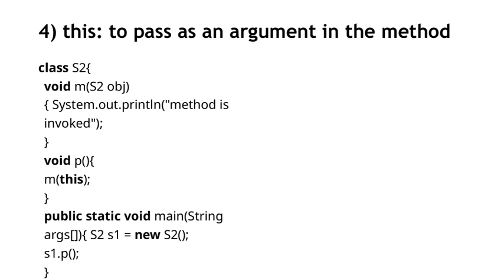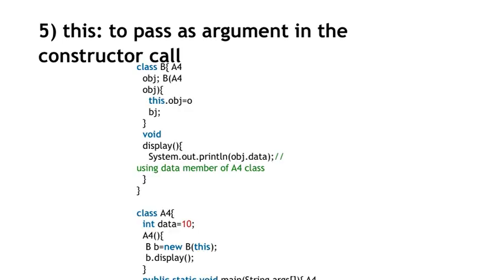It's a fundamental idea that underpins many design patterns and object-oriented programming techniques. Now let's look at how we pass an object as an argument in the constructor call. In this example, class B has a constructor that takes an object of type A4. When we create an instance of class B inside the A4 constructor, we pass this as the argument.